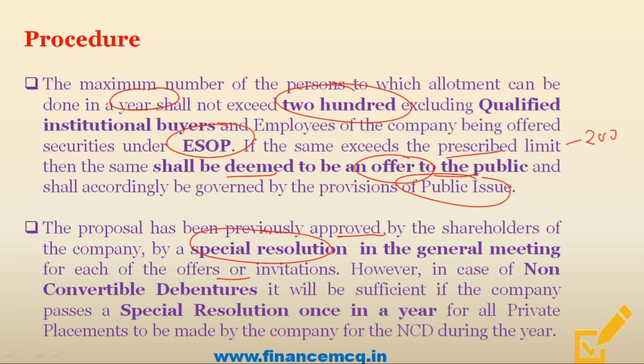But friends, in case of non-convertible debentures, it will be sufficient if a company passes a special resolution once in a year for all the private placements to be made by the company for the non-convertible debentures during the year. While for the other classes of securities, a special resolution is to be passed prior to the issue of every private placement.